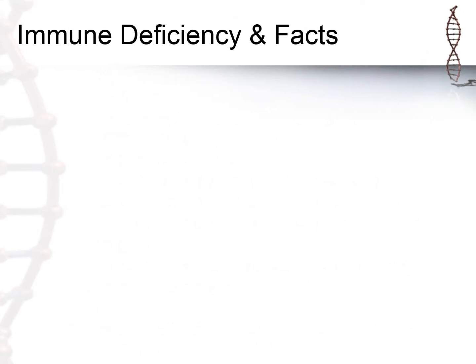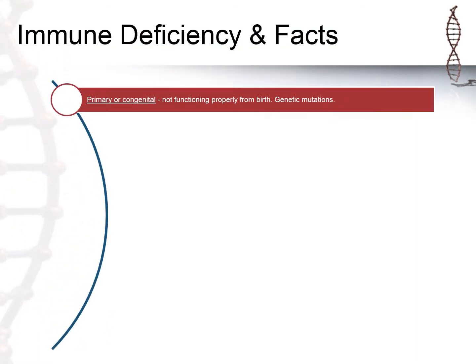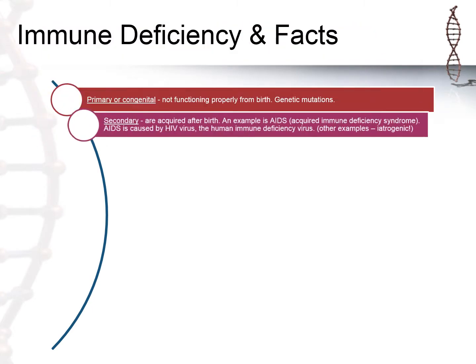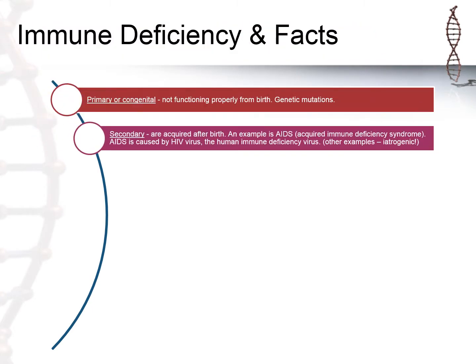Now we're going to discuss some immune deficiency facts. It could be primary or congenital. Generally, the immune system doesn't function properly from birth, and it's usually the result of genetic mutations. Secondary immune deficiencies are acquired after birth. An example is AIDS, acquired immune deficiency syndrome. AIDS is caused by the HIV virus, the human immunodeficiency virus. Other examples are iatrogenic.